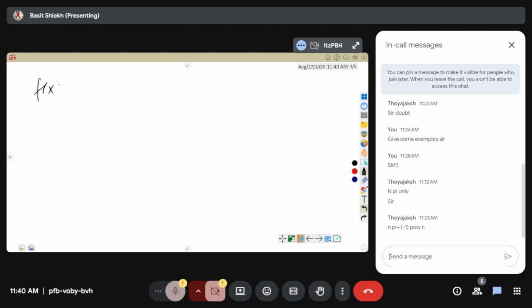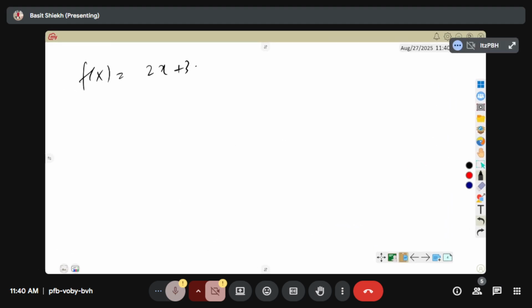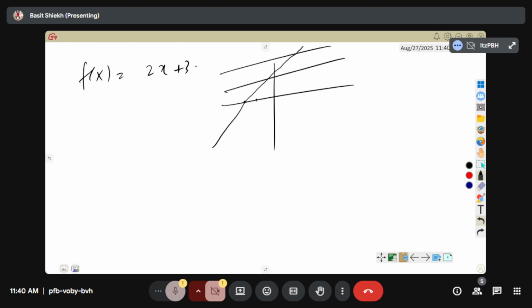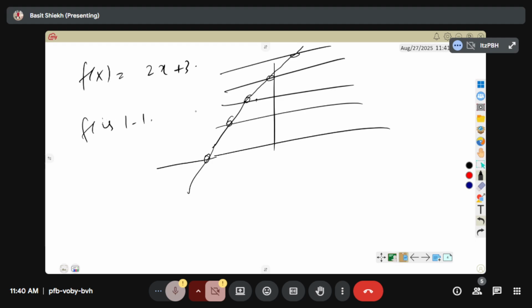Okay. f of x equal to 2x plus 3. This is our function. We can draw the graph of this function. How is its graph? 2x plus 3, so it will shift towards the left. Here it is 3 by 2. Let's say this is 1, this is 3 by 2. So it will be this. Draw any line which is parallel to the x-axis. How many points will it touch? Only one, at max 1. So f is one-one. f is not many one, obviously it's one-one.